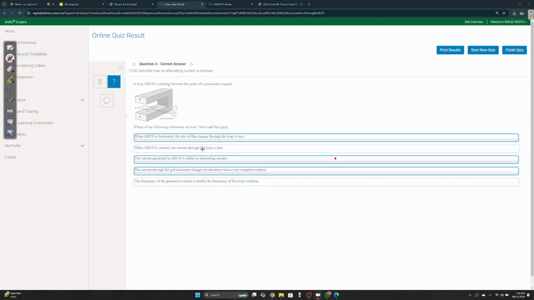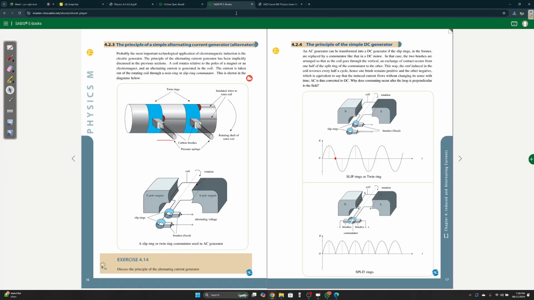Basically, when ABCD is horizontal, it's perpendicular to the magnetic field, right? And when it's perpendicular to the magnetic field, the rate of change of flux is zero. But when is it maximum? When it's parallel. If you look at our graph for the AC, over here is when it's perpendicular, and that's when the rate of change of flux is zero. What happens when the rate of change of flux is zero? That means there's no induced EMF. That's why it's zero. When it's maximum, this is when it's parallel to the magnetic field.